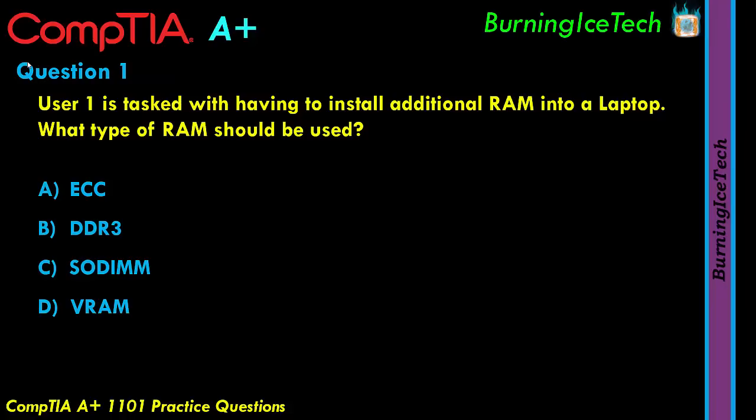DDR3, that is more of a desktop kind of RAM. You get DDR, DDR2, DDR3, DDR4. I mean, more recently you also get DDR5 for desktop PCs and all that. SODIMM, for those of you that are not familiar with it, is laptop memory. So you can already see that that's going to be your answer here. And then we've got VRAM, which is a special kind of video memory. It's more specifically used to store video images and things like that. So it's not to do with laptops, not really in this scenario. So if you want to install RAM into a laptop, the answer is SODIMM.